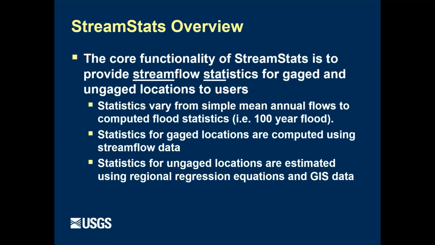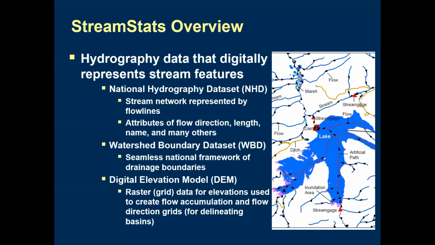So you need it not only where we have gauge stations and actually computed statistics, but you need it for ungauged locations, which is where regional regression equations come into play. The backbone of Stream Stats is essentially the GIS information. There's many different ways that we can apply and create that underlying GIS data set, but traditionally you'll see us using an NHD product, the National Hydrography Dataset, and built within that, we're also using the Watershed Boundary Dataset and the digital elevation model.